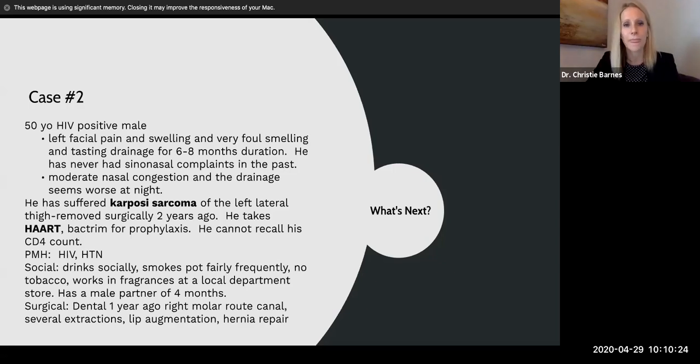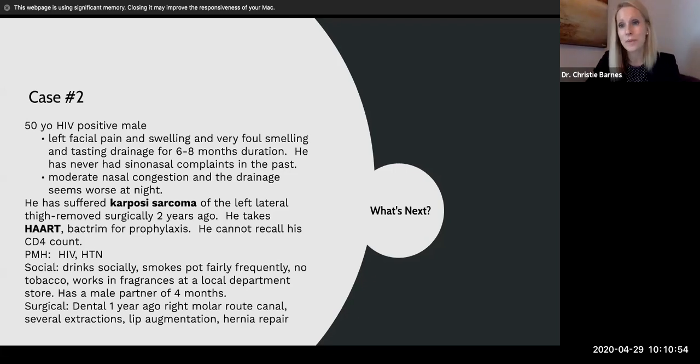The reason that's important is because you want to know his immunologic status. Even with an immunocompromised patient, you can see common conditions occurring. And then he'd also had some dental procedures about a year ago, a root canal. He had several extractions. So he's in your office again.